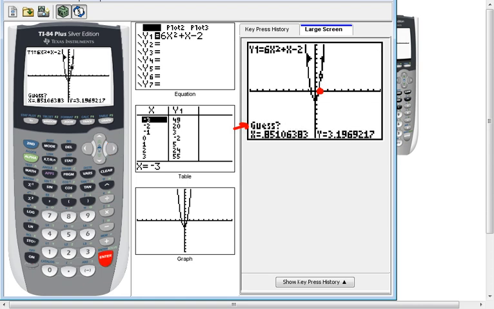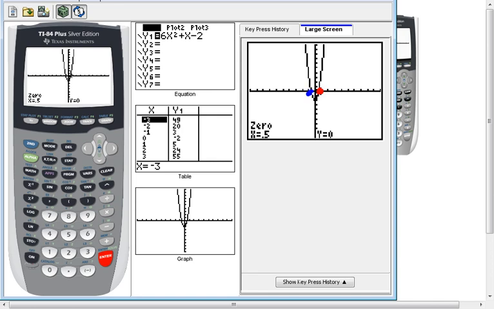And now it's asking you for a guess, which means it wants you to put your cursor as close to right on that red dot as you can get. You won't be able to get it exactly, but put it close and hit enter. And you can see that obviously my y value is 0, but my x value is 0.5 or 1/2 at that spot. So there's the first spot that it crosses the x-axis.